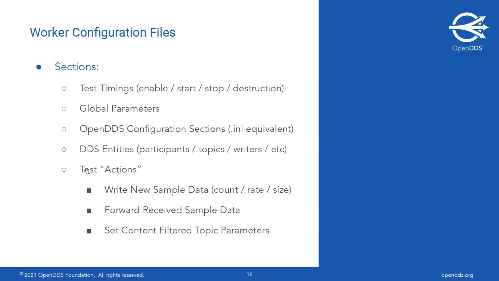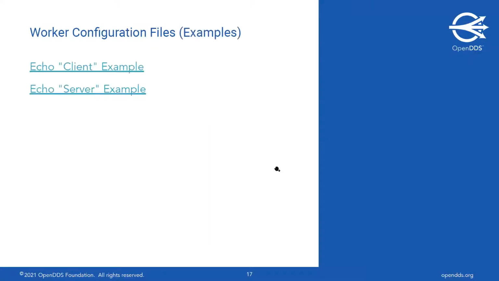And then finally, you'll see a section that outlines actions, and the actions are various processes that will, for example, write new sample data, or if you're reading sample data, you could create an action that forwards what's received on to a different topic. And then we also have actions for things like setting content filtered topic parameters in case you want to exercise those as part of the bench test.